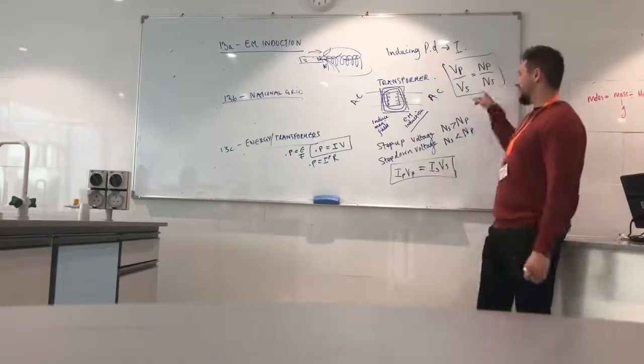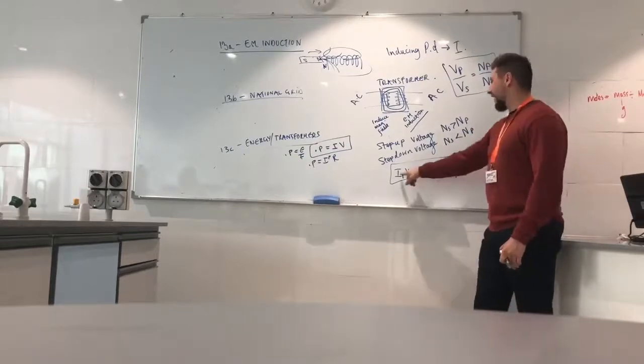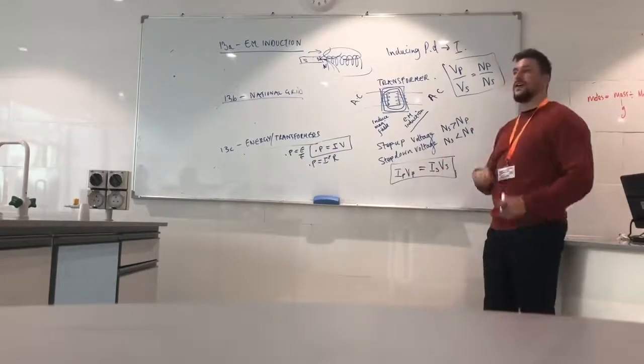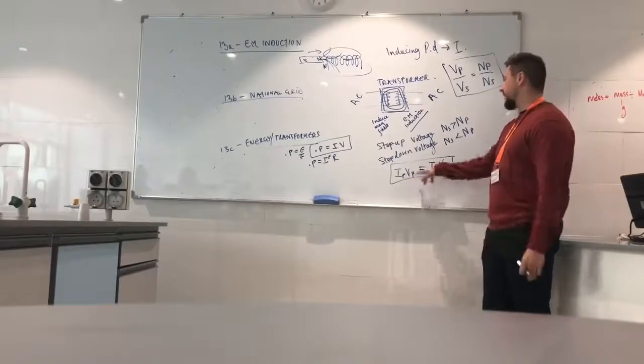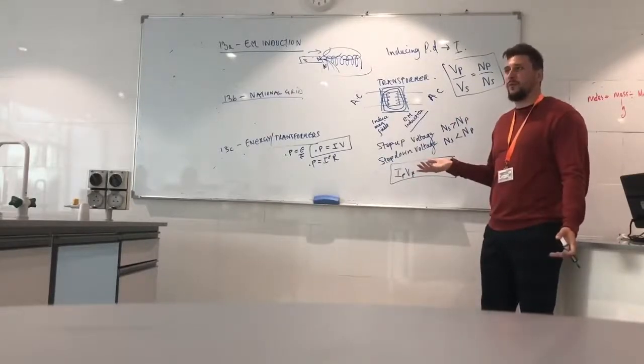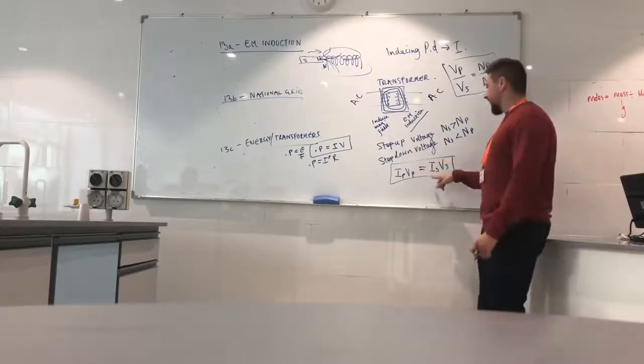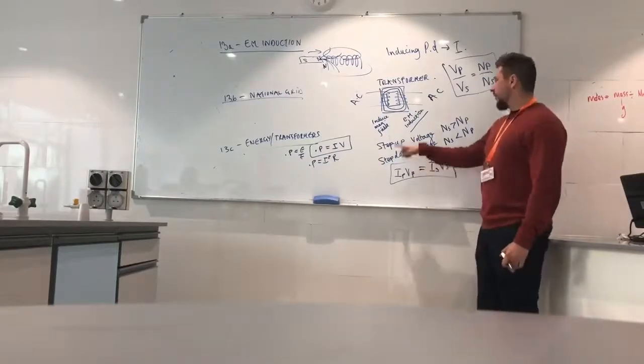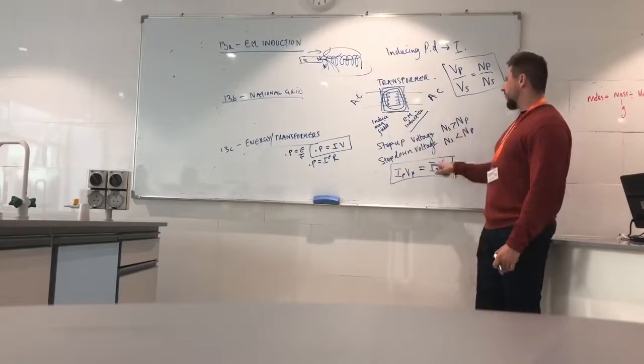This one's even easier. If I want VS, I have all three of those. All I do is divide once. No matter which one of these in the equation I want, I only have to divide once, whichever one I don't want. Because of this, I know in a step-up transformer, the voltage will go up.